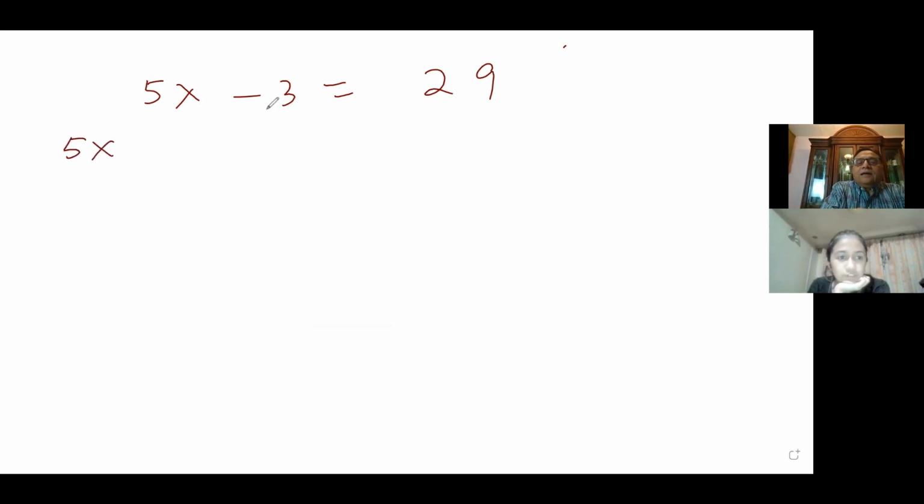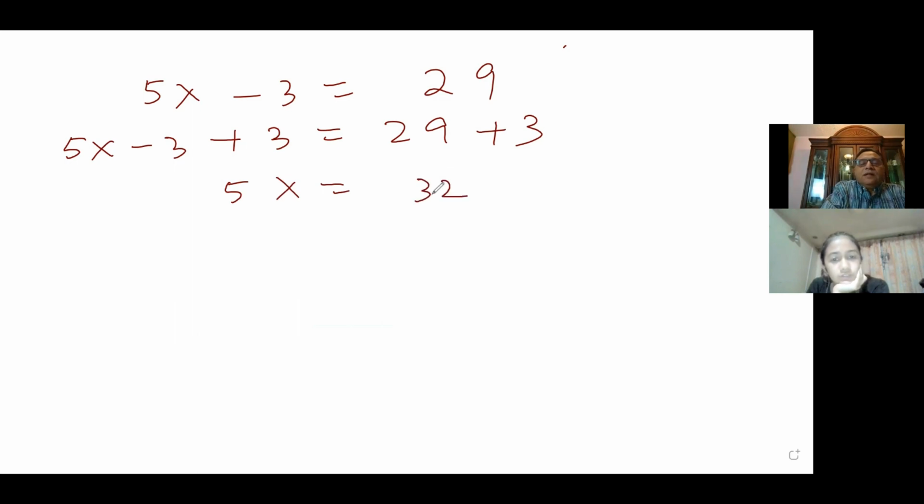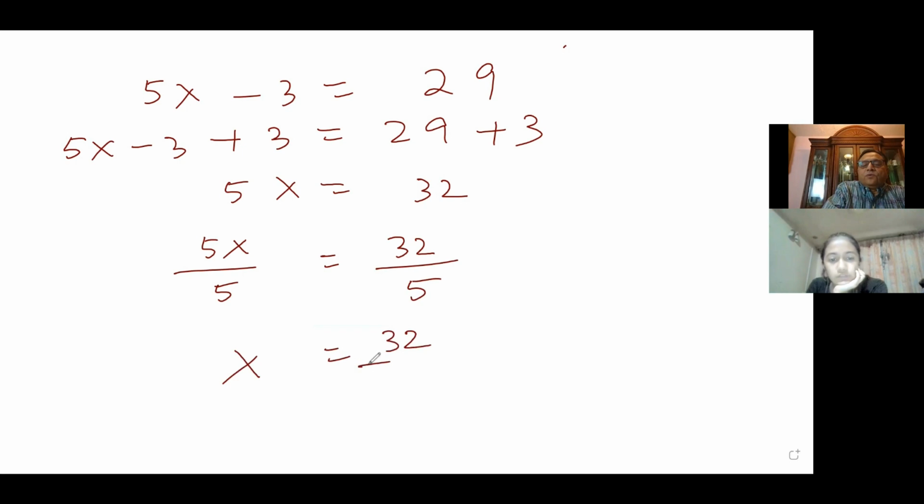So let's take another example. Let's say now we have 5x minus 3 equals 29. How will you solve this? We will add 3 on both these sides. So what do I get? I get 5x equals 29 plus 3 is 32. Then I'm going to divide by 5 on both these sides. So we get x equals 32 over 5. Is that clear to you?